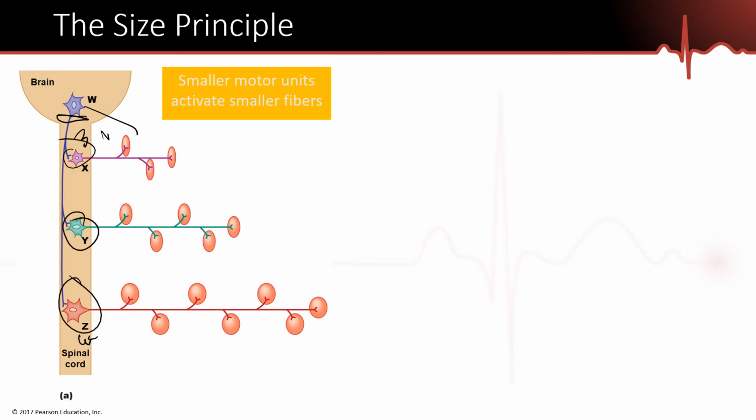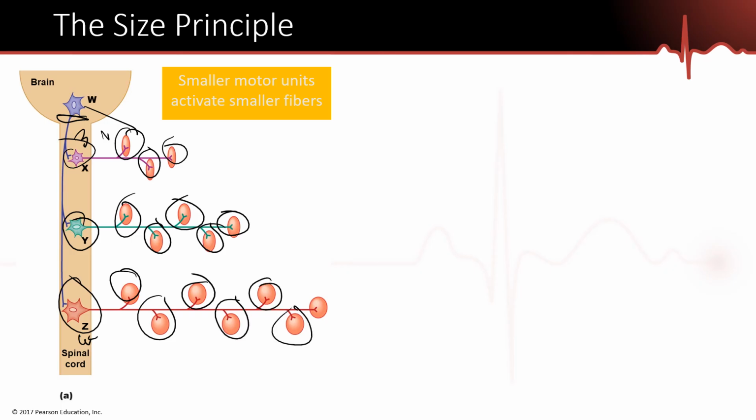Every single one of them. The small, the medium-sized, and the large ones. They've all gotten to threshold. They're all generating action potentials and passing those action potentials to the muscle fibers that they synapse with. So now, all of these muscle fibers are contracting, right? 1, 2, 3, 4, 5, 6, 7, 8, 9, 10, 11, 12, 13, 14, 15 muscle fibers, right? In reality, it'd be hundreds of thousands of muscle fibers.